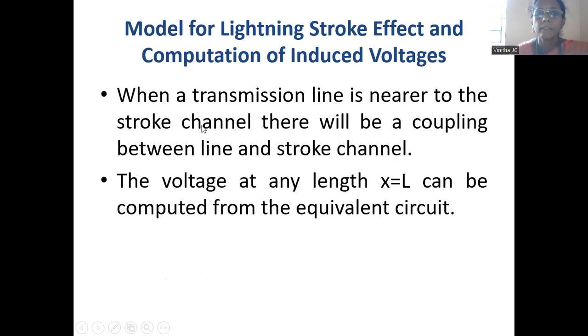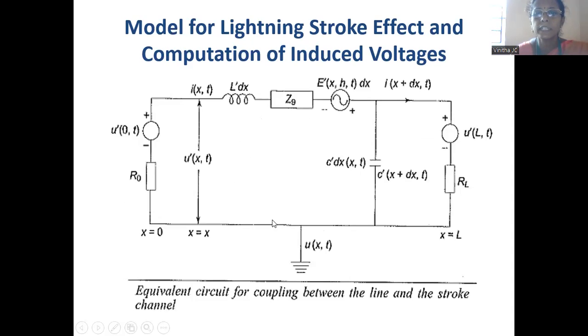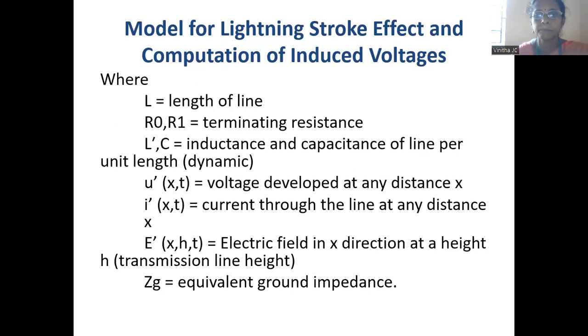When a transmission line is near to the stroke channel, there will be a coupling between the line and the stroke channel. During this time, the voltage at any length x, equal to n L, can be computed from the equivalent circuit. So for different lengths during this lightning process, the equivalent circuit has been drawn at x is equal to 0, x is equal to L, x is equal to x, and x is equal to capital L. This is the equivalent circuit for different distances of the transmission line.